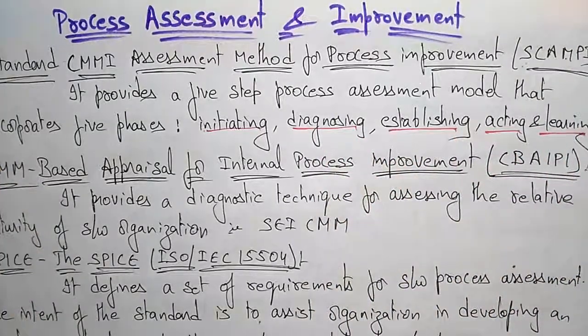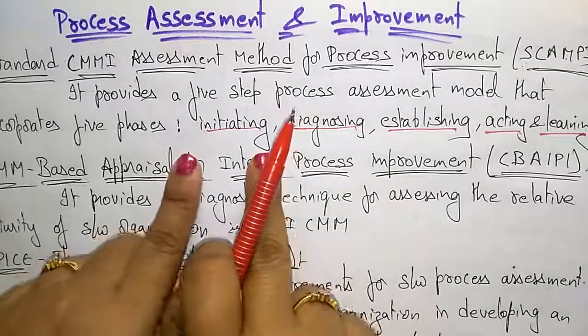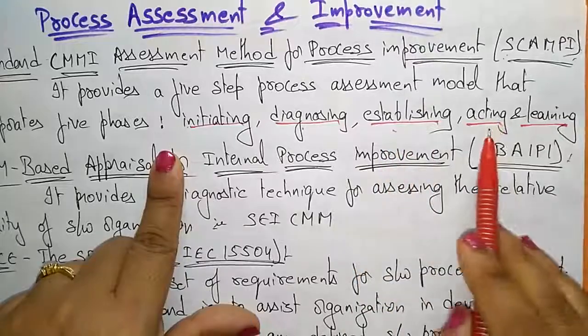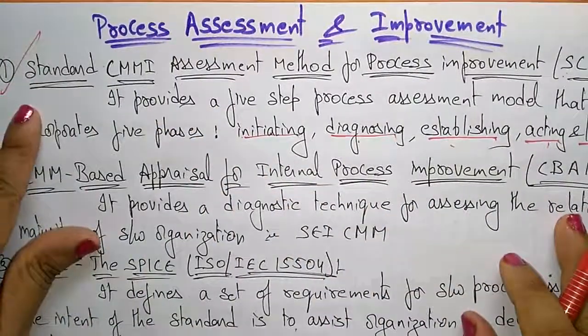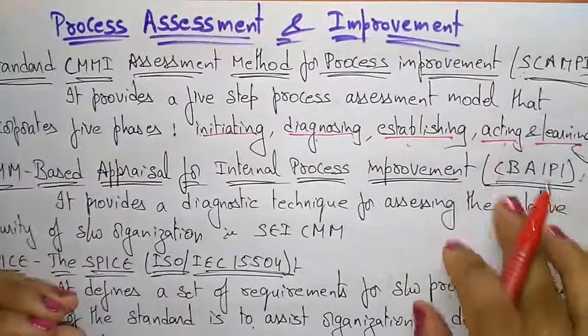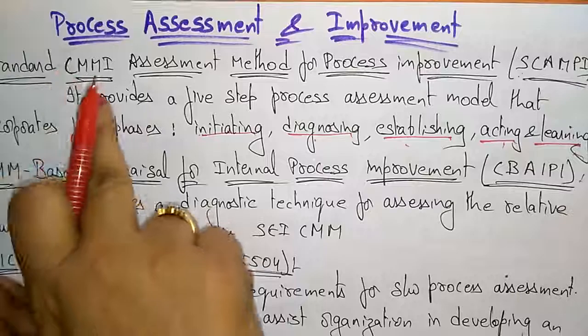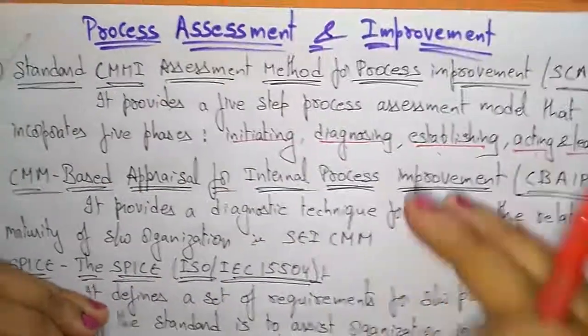If the organization is dealing with some process, and that process has these 5 phases of assessment, that is initiating, diagnosing, establishing, acting, and learning, then that process will be given a standard, that is the SCAMPI standard, a standard CMMI assessment method for process improvement.